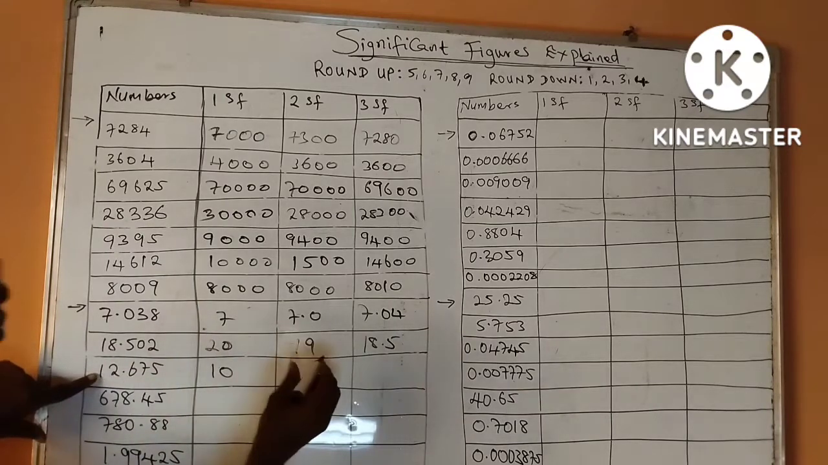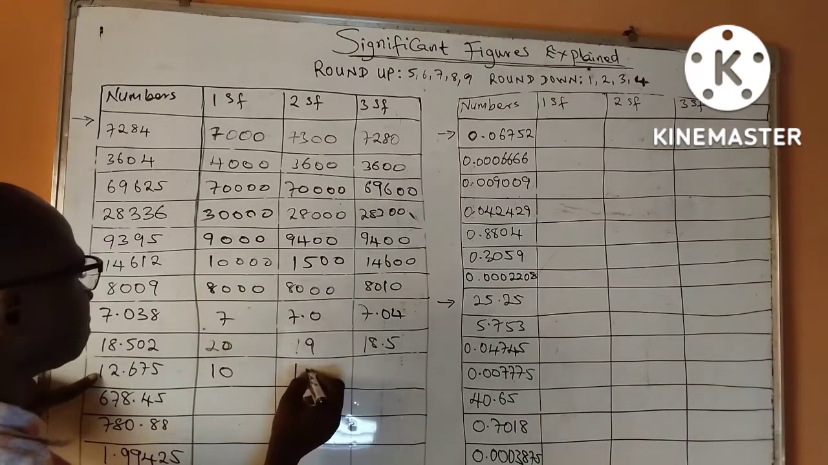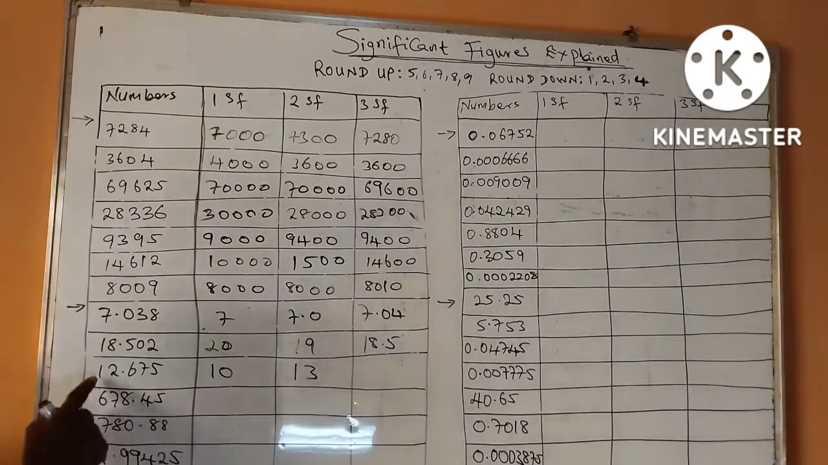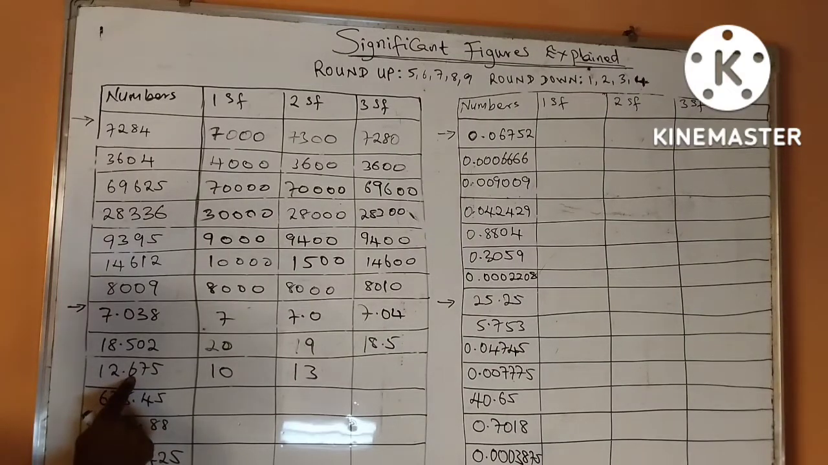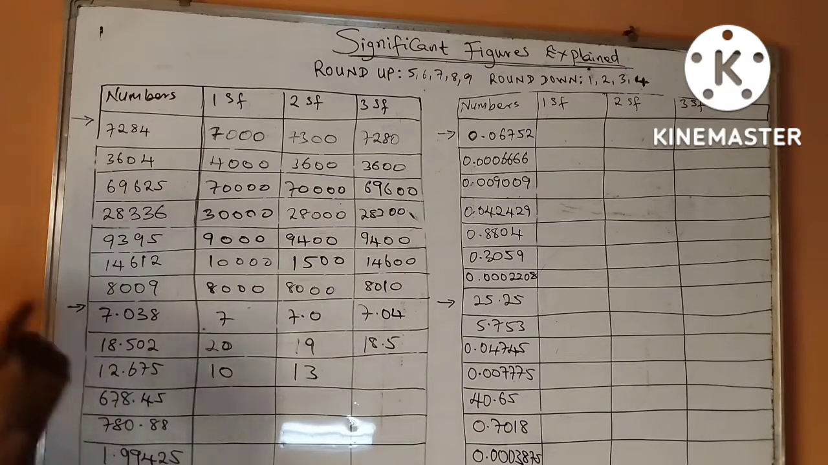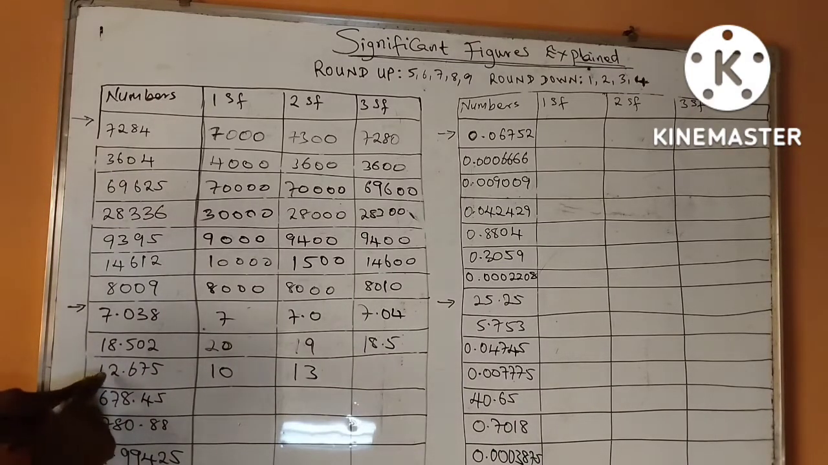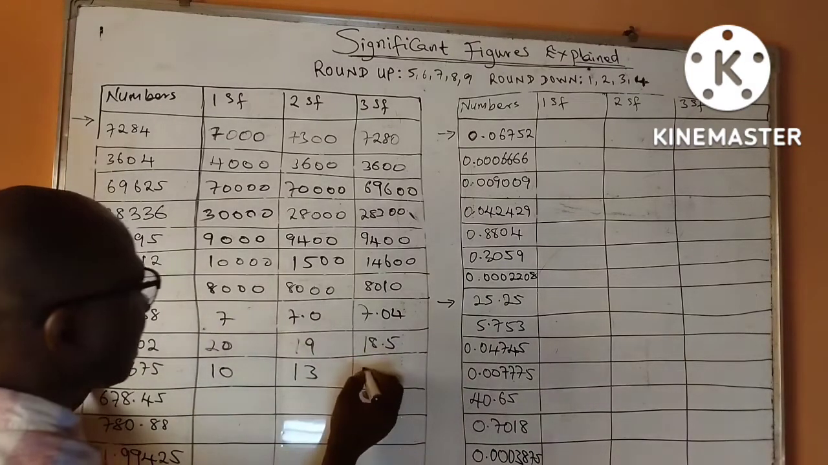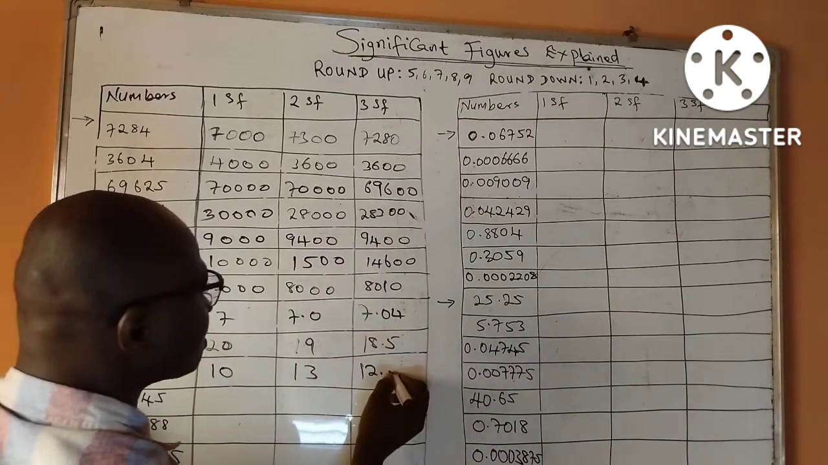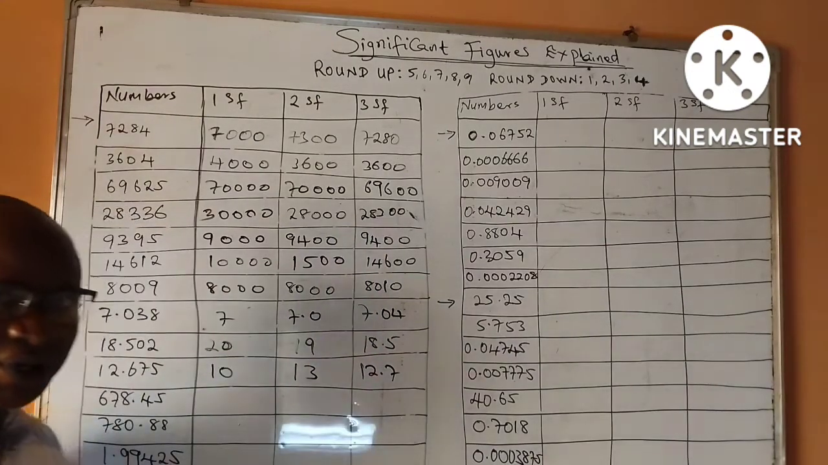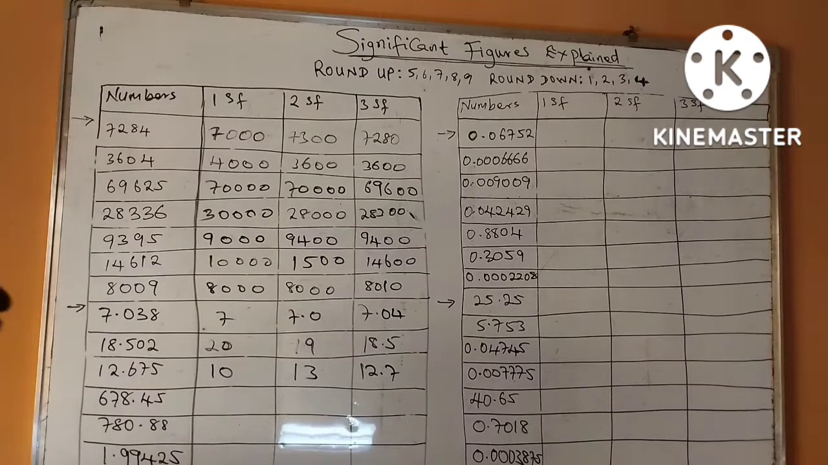Next, 1, 2. So my answer is going to be 1, 3. How? 1, 2. Then 6 is a number to be rounded up. So I now add it to 2. It becomes 3. Next, 1, 2, 3. So I'm going to have 12.7. I hope you guessed the answer before my arrival.